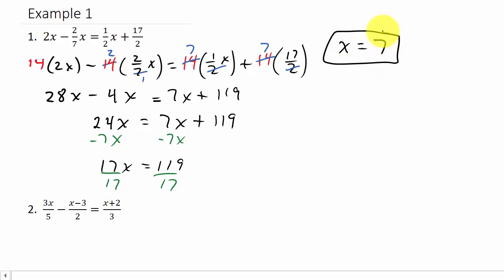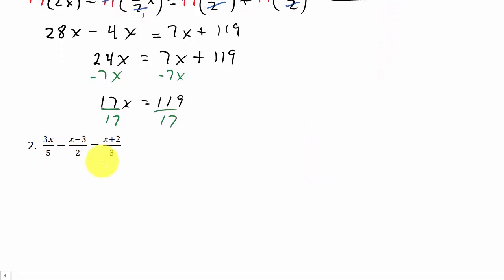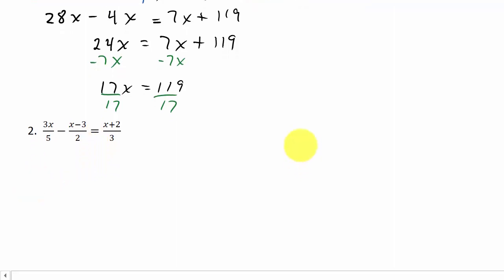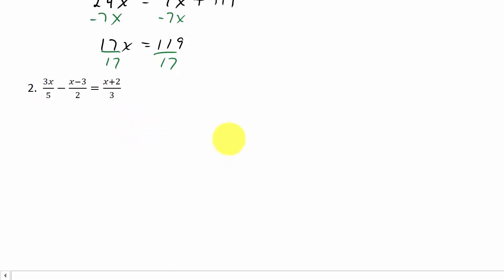Alright, so let's take a look at the next one. And by the way, I'll do some more of these. I'll put them in another video, and I'll do more equations with fractions in them, some different problems, so check those out. Don't know when they'll be up, but you can look for them.